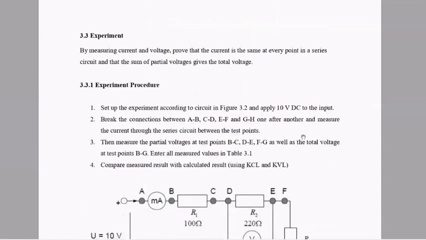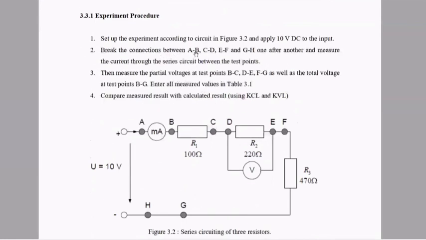Experiment: by measuring current and voltage, prove that the current is the same at every point in a series circuit and that the sum of all partial voltages gives the total voltage. Experiment procedure 3.3.1. Set up the experiment according to the circuit in figure 3.2 and apply 10 volt DC to the input.